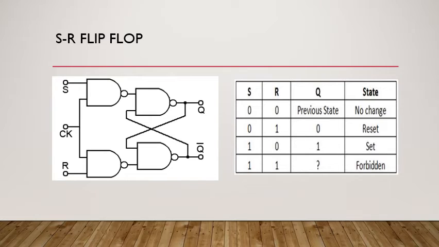In the last case, when S and R are both equal to 1, this is a forbidden state and it is considered as a question mark in the truth table. This is because when S and R both are equal to 1, Q and Q bar are not obtained as complements of each other, which is contradictory and has an error. So this state is not used in the SR flip-flop.